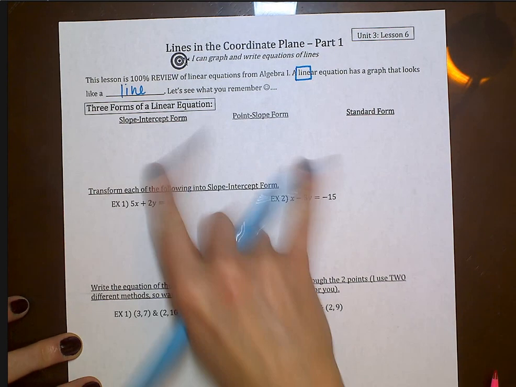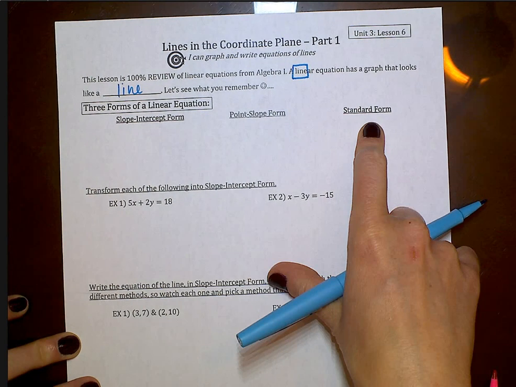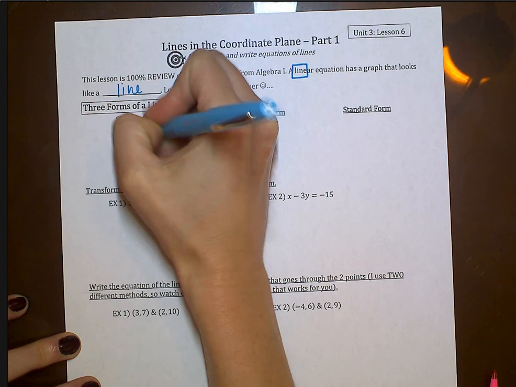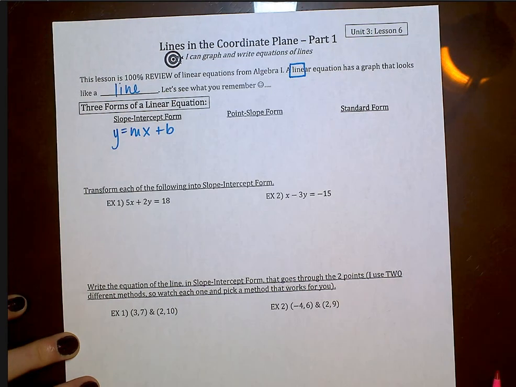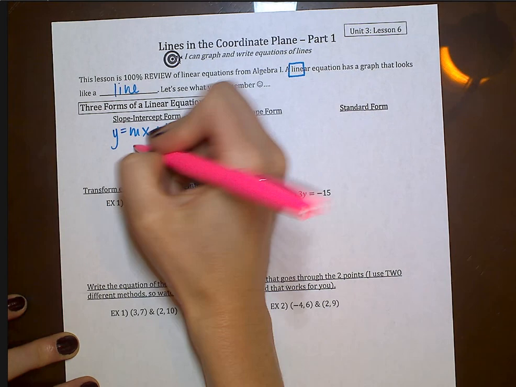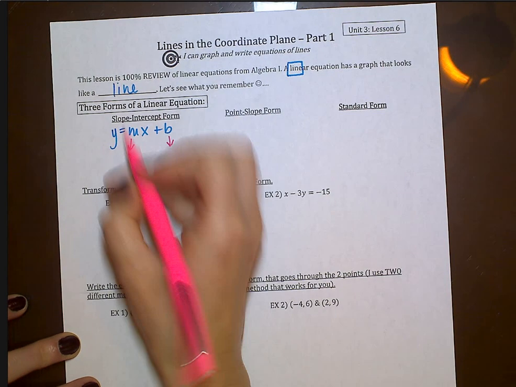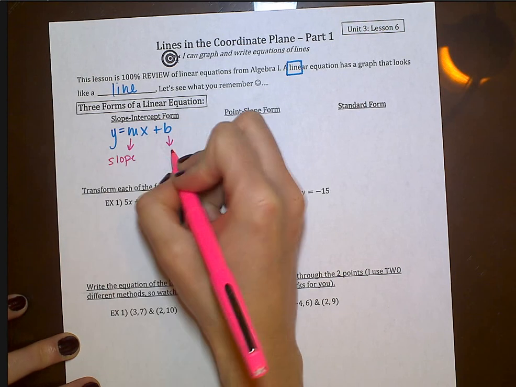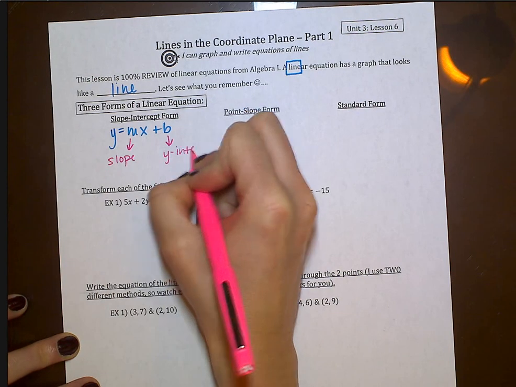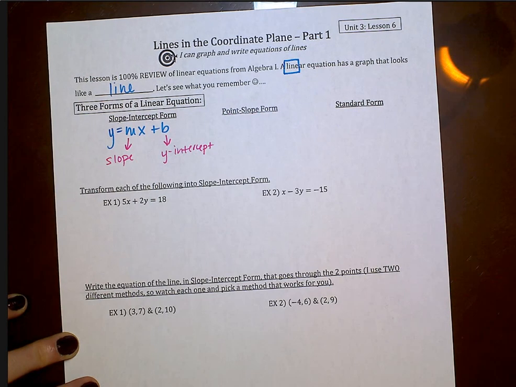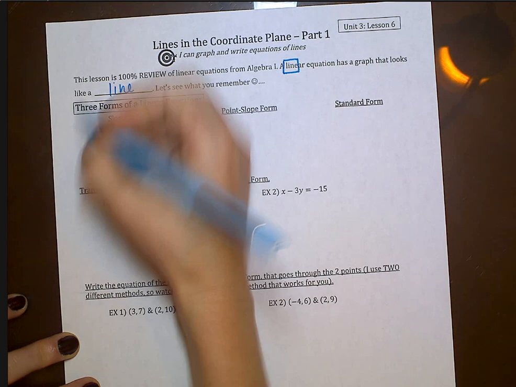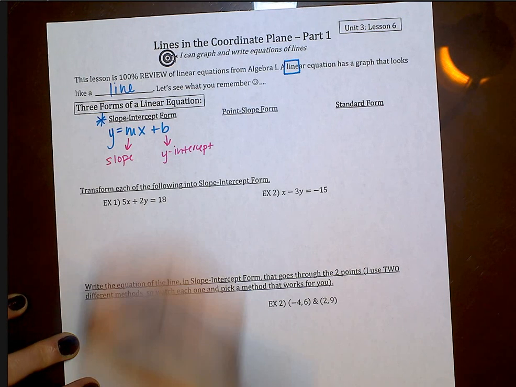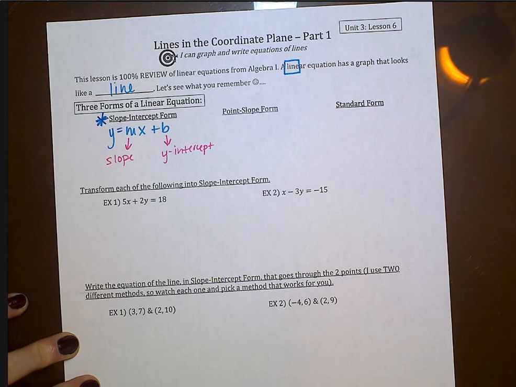There are 3 ways to write the equation of a line. The most common way is slope-intercept form. I'm hoping we do remember slope-intercept. It's called slope-intercept because m stands for the slope and b stands for the y-intercept, where your line crosses the y-axis. This guy you absolutely have to know. We use it for almost every single example in these next couple lessons.